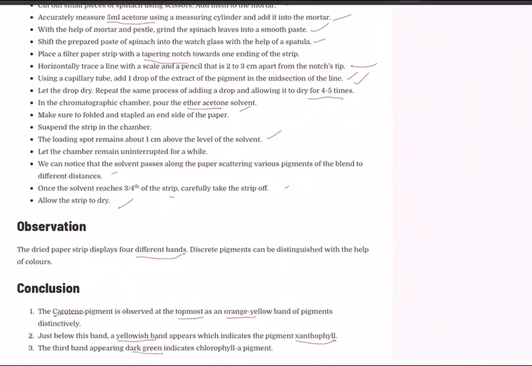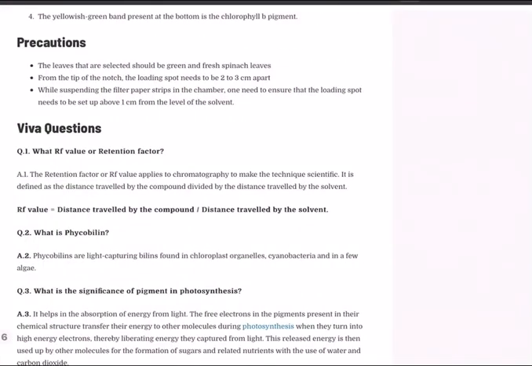Just below this band, below carotene, a yellowish band appears, which indicates the pigment xanthophyll. The third band appearing dark green indicates chlorophyll A pigment. And finally, the yellowish green band present at the bottom is the chlorophyll B pigment.